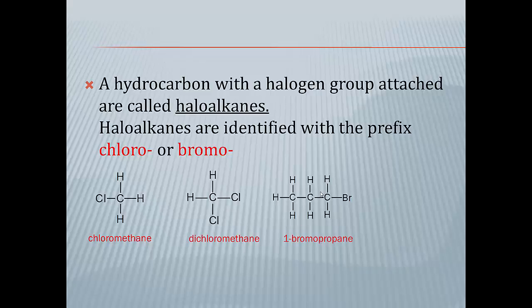This molecule is 1-bromo-propane, as there is 1 bromine atom attached to the first carbon of the propane molecule. And there is an isomer of this called 2-bromo-propane, where the bromine is attached to the second carbon. All 4 of these molecules are haloalkanes.